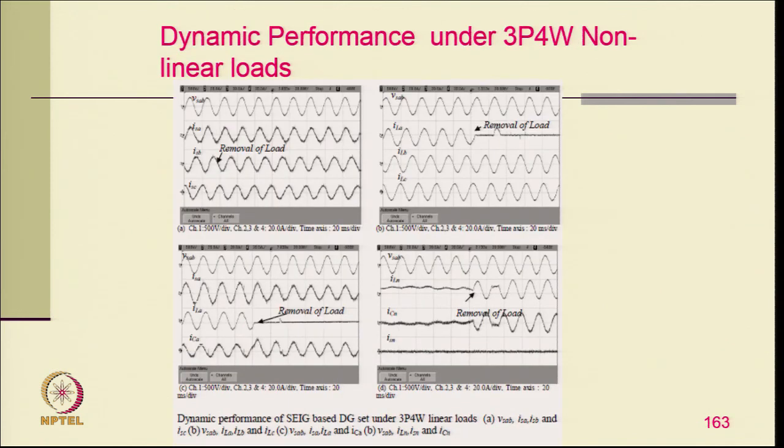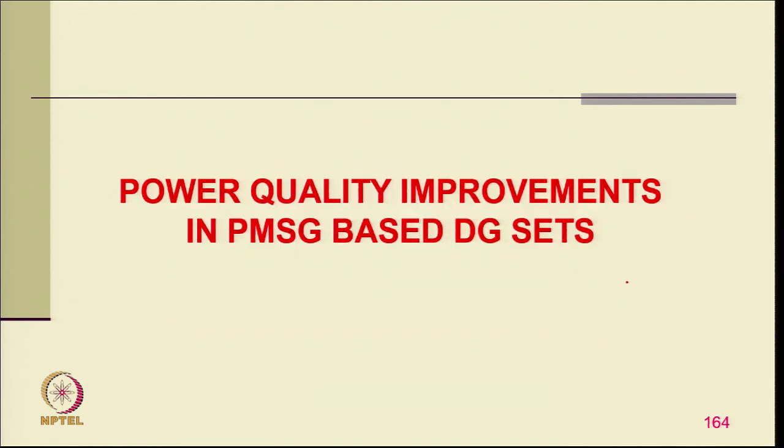And this is the dynamic result when one phase load is removed. You can see the load current and generator currents are balanced and sinusoidal, even when the load is removed. So, you will not see any effect on the generator side. The compensator is providing the local compensation of this.